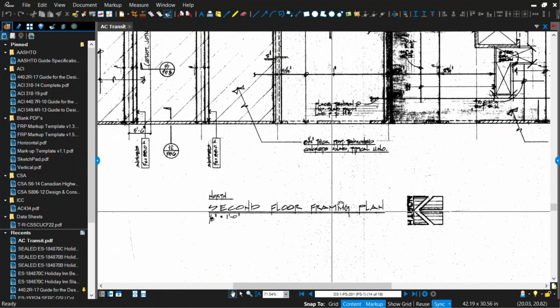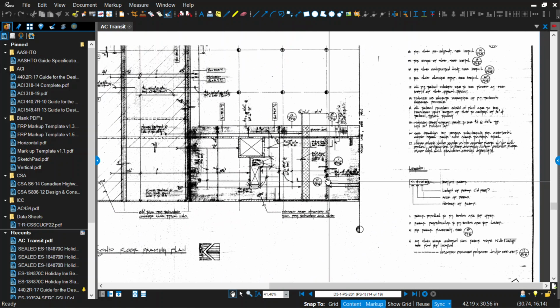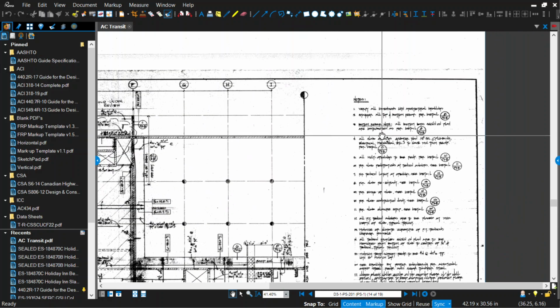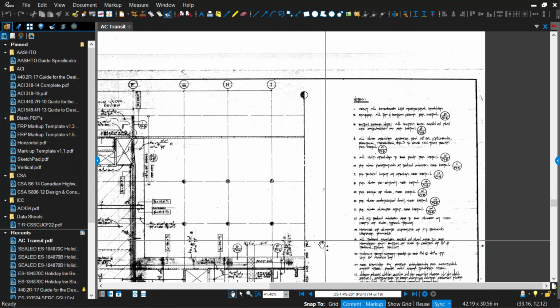So that just says second floor framing plan. This one does have a PS in the designation for pre-stress, and the other plans did not have that.